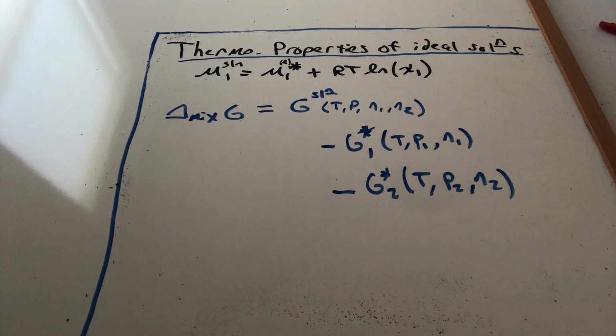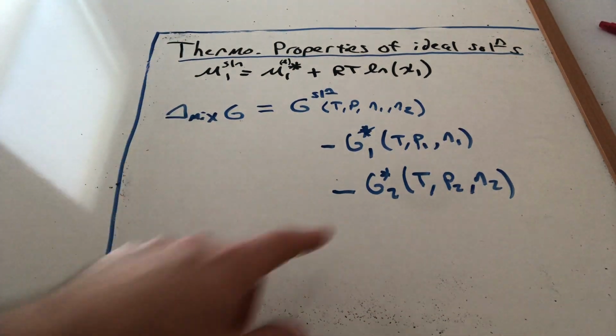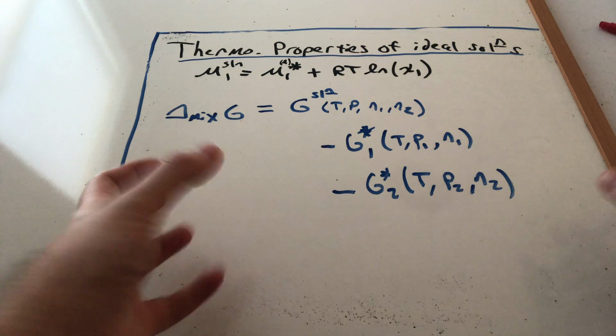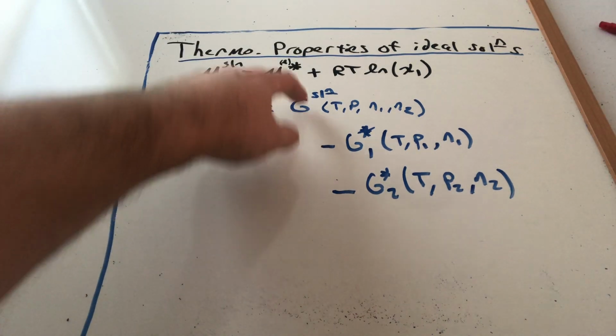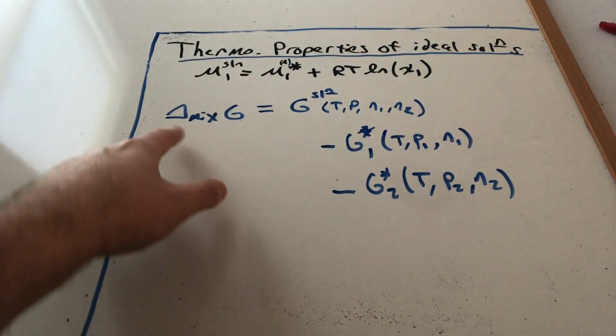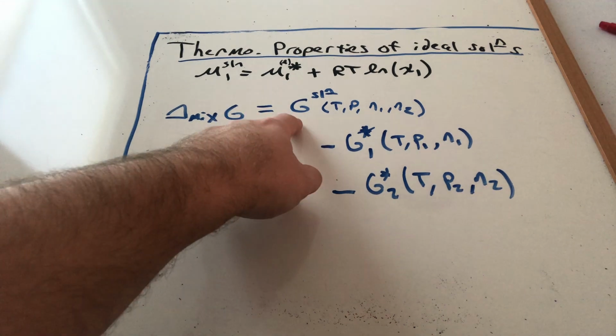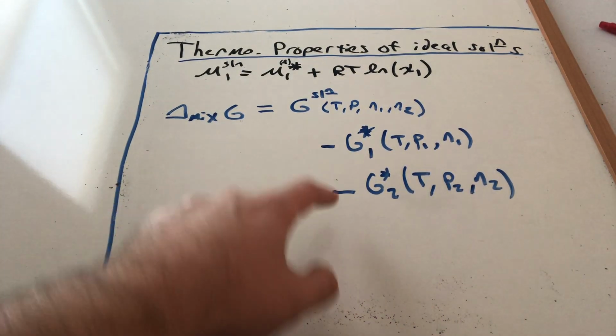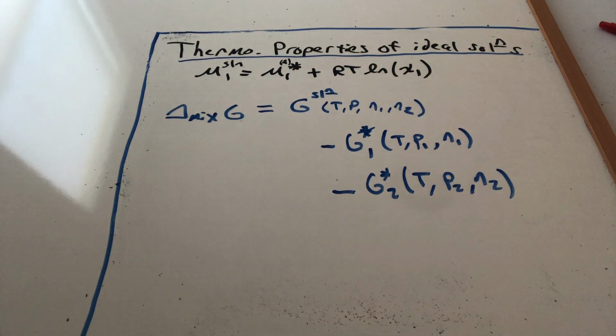So this is a pretty simple idea. I'm talking about making a mixture. I had pure 1 and pure 2 separate from each other to start with. I dumped them together. I made a new state, which was the solution state. The change in Gibbs energy is going to be G for the solution minus G for pure 1 minus G for pure 2, okay?